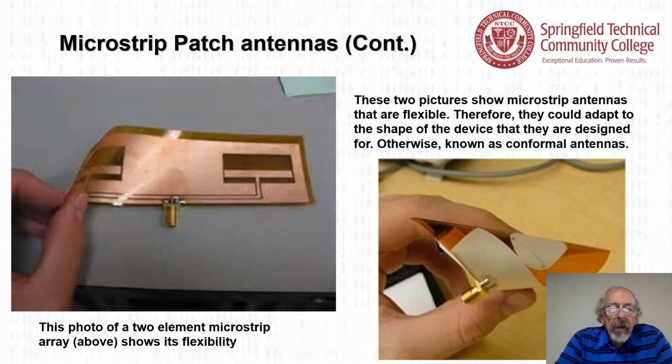Here are 2 more pictures of microstrip patch antennas. The photo on the left shows a 2-element microstrip array and shows its flexibility. We tend to call it flexible electronics. The other one shows the person bending the actual microstrip antennas. Very flexible. And again, that term conformal.